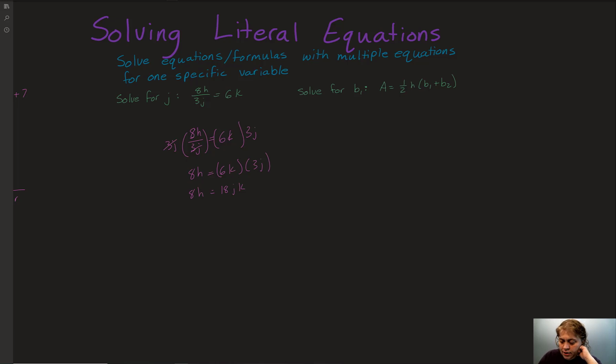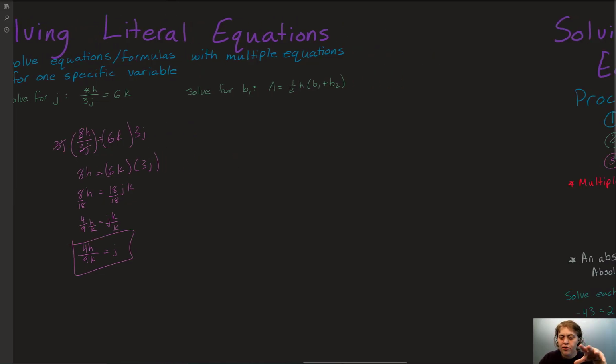18jk. But I want the j by itself, so I'm going to divide by 18. So that's going to give me, those are both even, so that becomes 4 over 9h equals jk. And I want to get rid of the k. So we have 4h over 9k, and that is going to give me j. Did I need to do all of those steps? Maybe, maybe not, but they're all there.